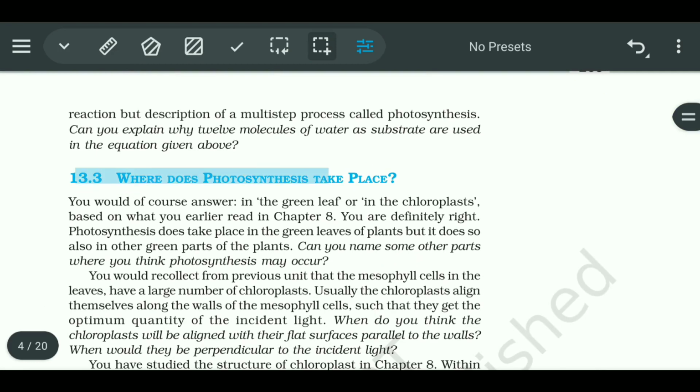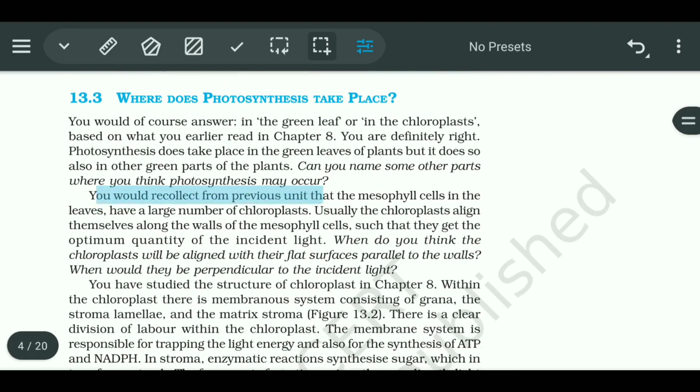13.3 Where does photosynthesis take place? You would of course answer: in the green leaf or in the chloroplast. Based on what you earlier read in chapter 8, you are definitely right. Photosynthesis does take place in the green leaves of plants, but it does so also in other green parts of the plant. Can you name some other parts of the plant where you think photosynthesis may occur?